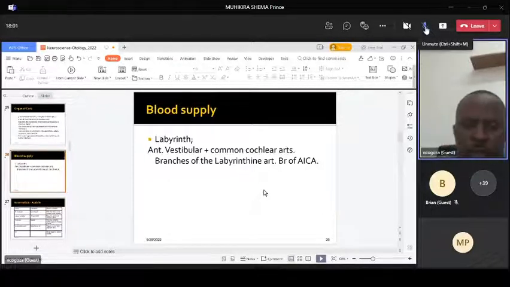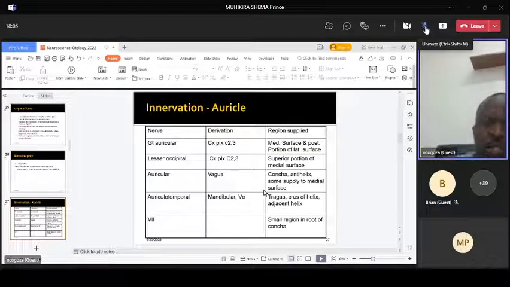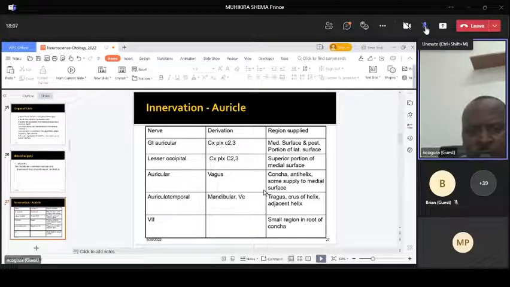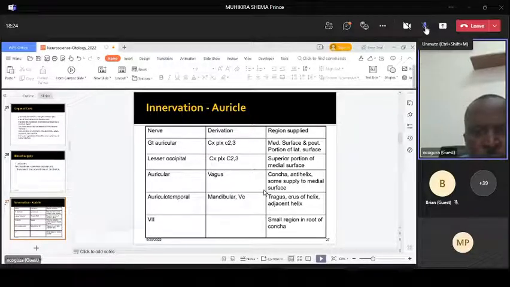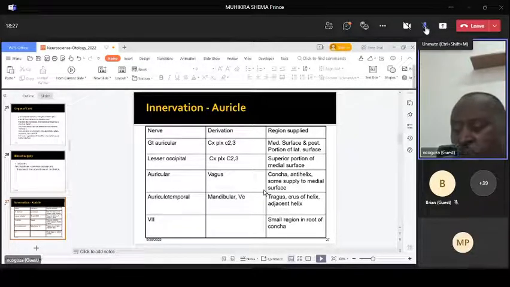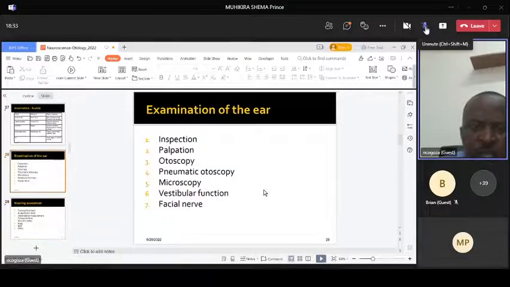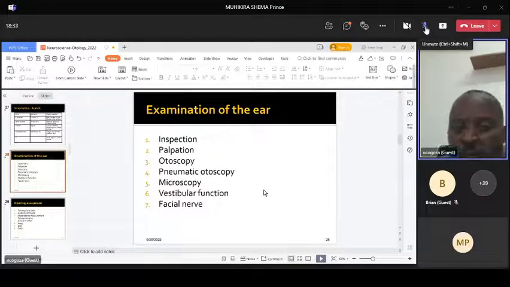just about examination. This one is about innervation of the auricle by the greater auricular, lesser occipital, auriculotemporal, and facial nerves. This is something that you can understand, where these nerves are innervating and where they are arising from. This is not important for me, but you should know. The most important thing that you have to have a look at is how to examine the ear.